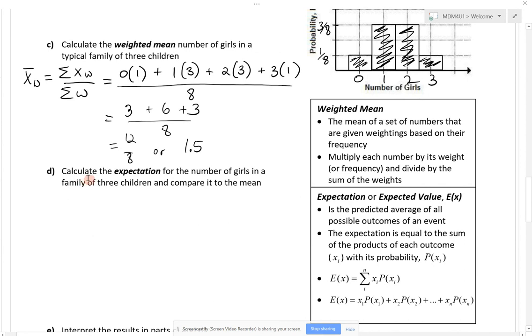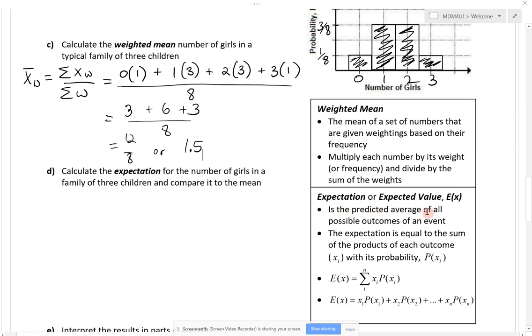Part D, calculate the expectation for the number of girls in a family of 3 children and compare it to the mean. So what is the expectation? The expectation or expected value is a very important concept here. It's a function E with the input of x. So this is not like E times x, it's just saying the function E, like the function f. We studied functions in grade 11, so E is the function, x is the input.